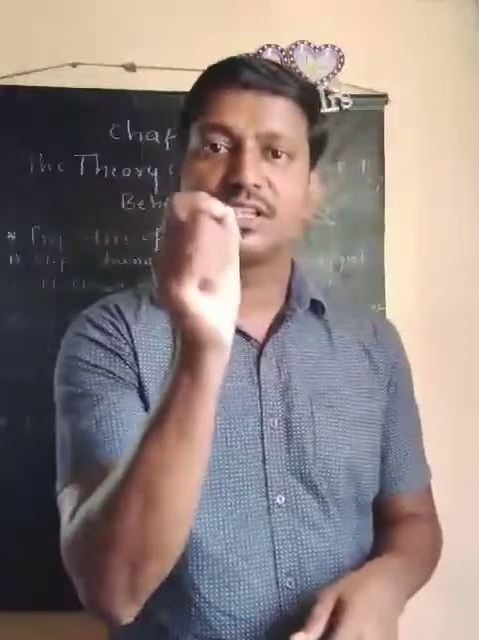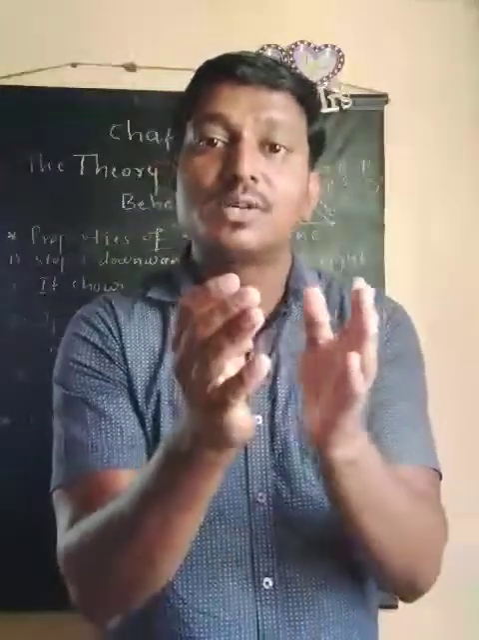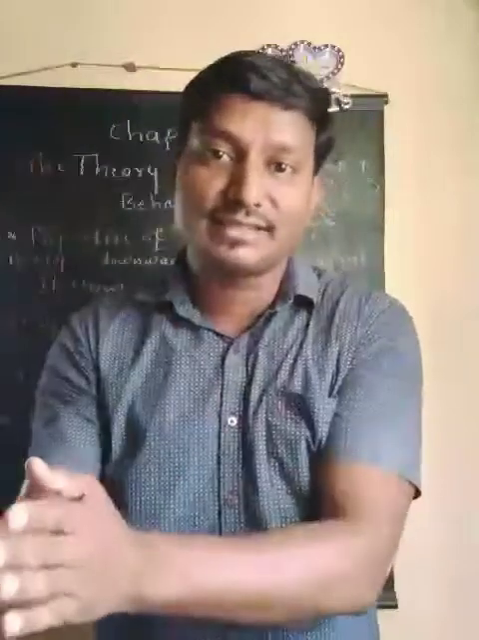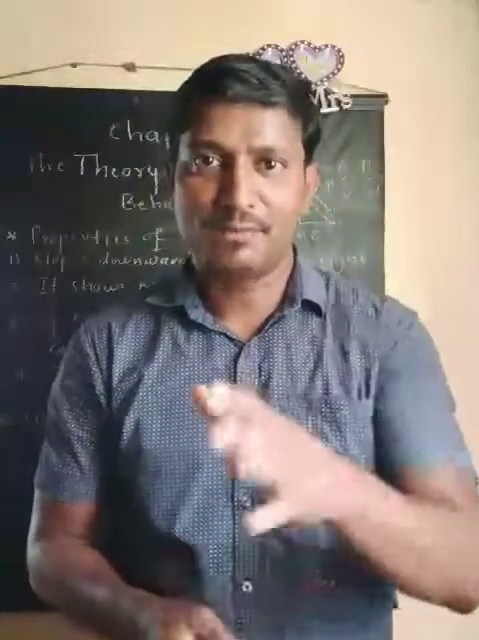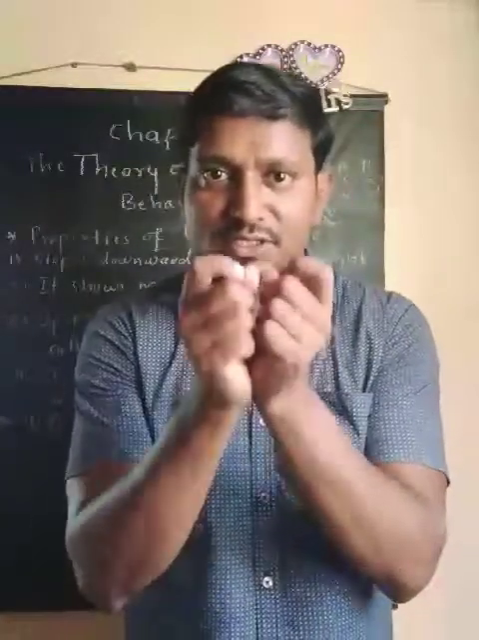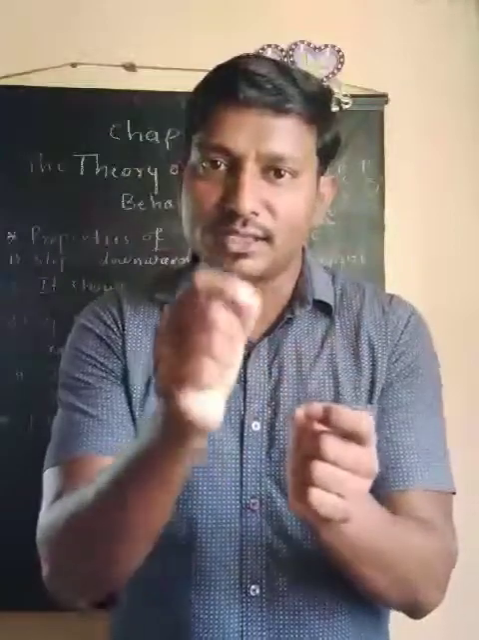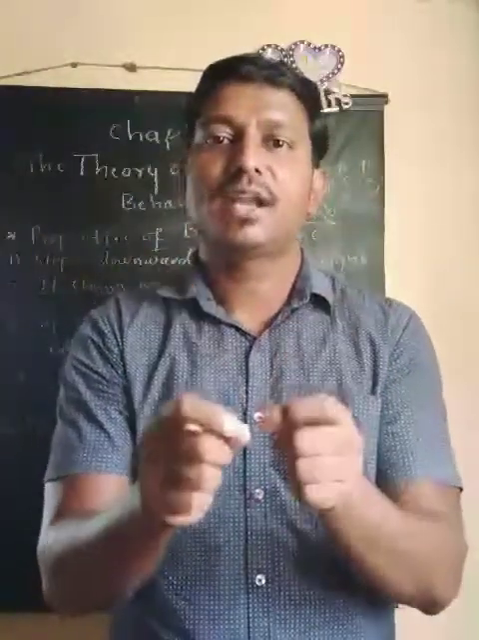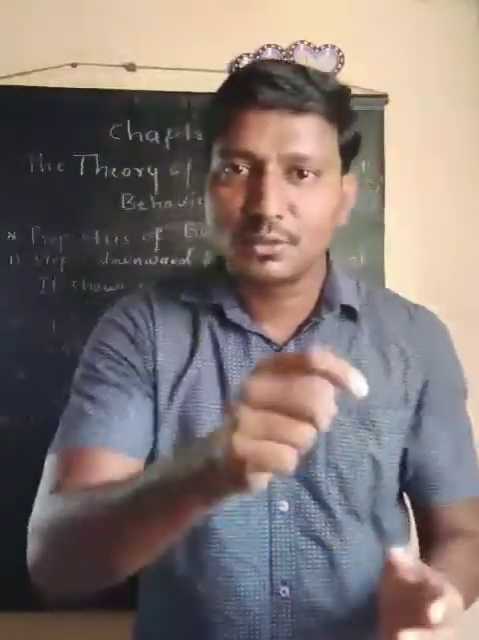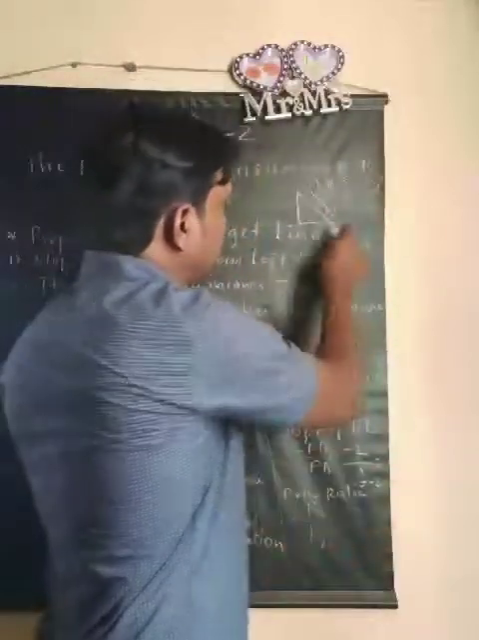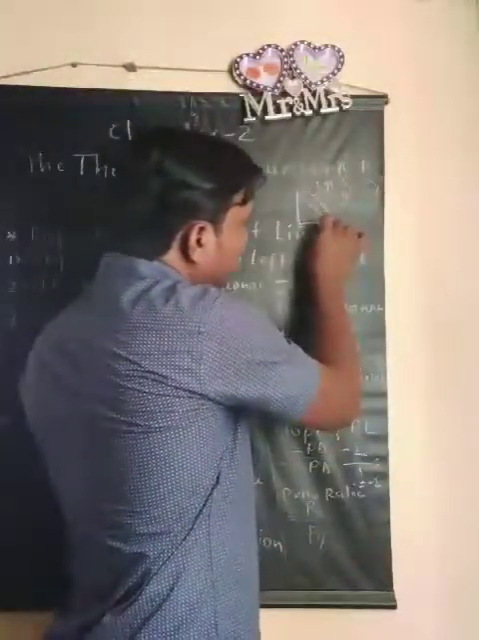Price ratio is the ratio of the price of the good on the OX axis divided by the price of the good on the OY axis. I repeat once again, price ratio is the ratio where the price of a good on the OX axis is divided by the price of a good on the OY axis, then it is called price ratio. What is the good on the OX axis? So this is the OX axis, right? So what is the price here?